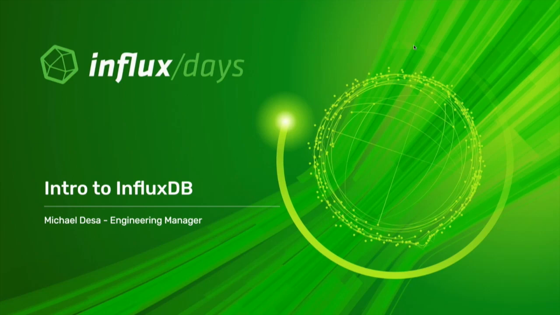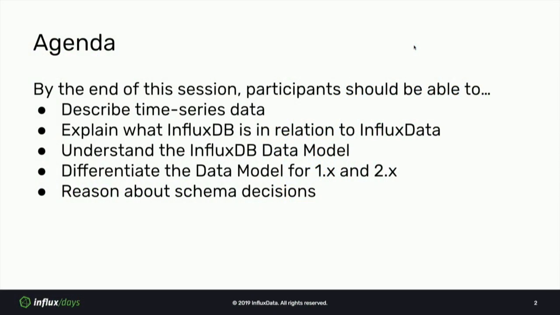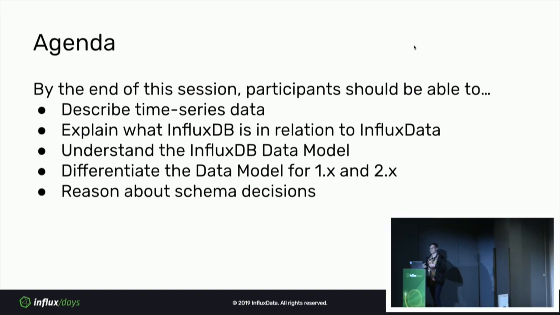I'm the engineering manager for the product formerly known as Chronograph, maybe Chronograph 2 or the UI. So the agenda for this talk is to describe what time series data is at a very high level, and some use cases and common best practices. I'll explain a little bit of the history of InfluxDB to InfluxData, talk a little bit about 2.0 and some of the things that we've been working on. I'll go into some depth about the InfluxDB data model and how things have changed from 1.x to 2.x, giving you the ability to differentiate between the two. And at the very end, I'll close with how to reason about schema decisions when I'm designing or making my schema.